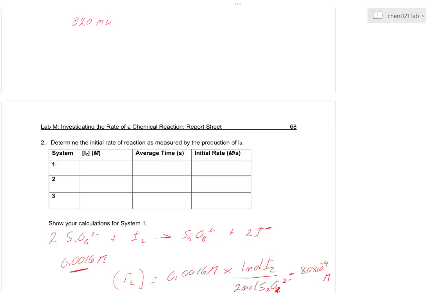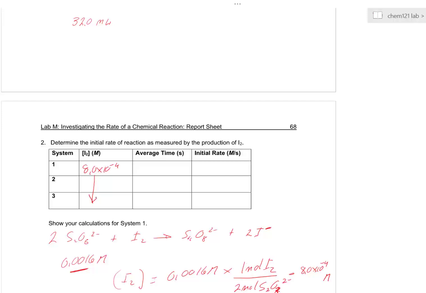That's the concentration of iodine that had to be produced to consume all of the thiosulfate before the excess iodine reacts with the starch to show the blue color. And this amount of iodine will be the same in all of our reaction systems. So all of these will be identical.